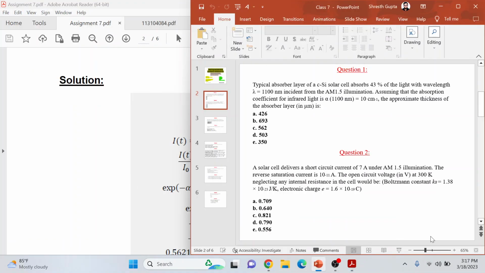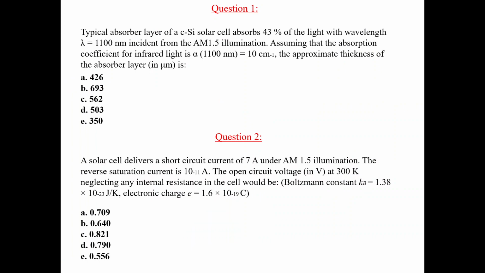So let's move to the second question. A solar cell delivers a short circuit current of 7 ampere under AM 1.5 illumination, and the reverse saturation current is 10 raised to the power minus 11 ampere. The open circuit voltage in volt at 300 Kelvin, neglecting any internal resistance in the cell, would be.